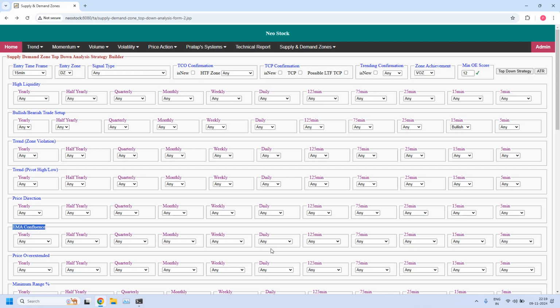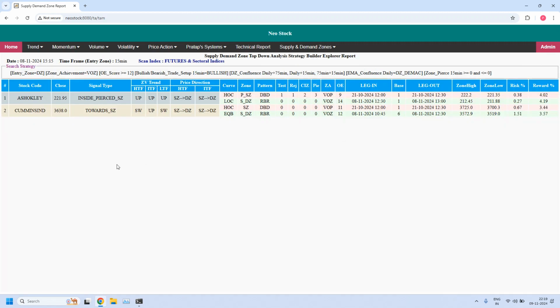In the EMA confluence at a daily time frame, daily demand zone with daily EMA confluence filter is enabled. We got two stocks. You can ignore the second one because the daily trend is sideways. But this is uptrend, the first one, daily trend. So that way the first stock is even more high probability setup. Second is also high probability because this is having LTF and ITF. LTF trend is up. Earlier this stock is filtered.